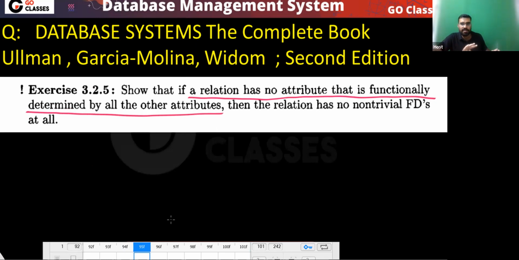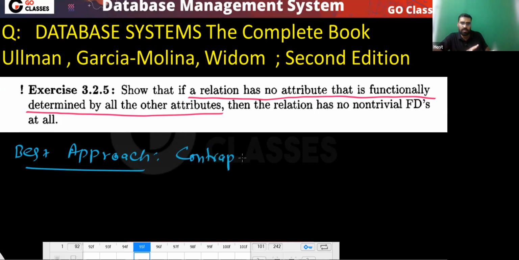Just this question, what is the best method? The best method is contrapositive. If you want to solve this question, the best approach is contrapositive. So in the contrapositive approach, what are you going to do?